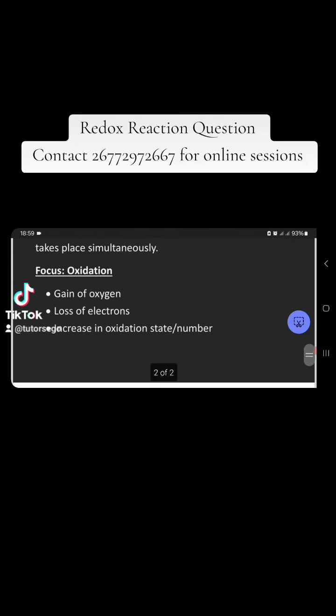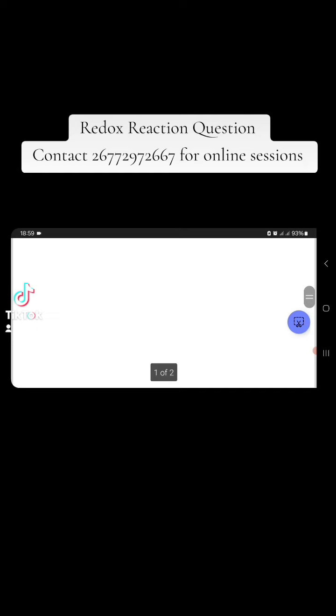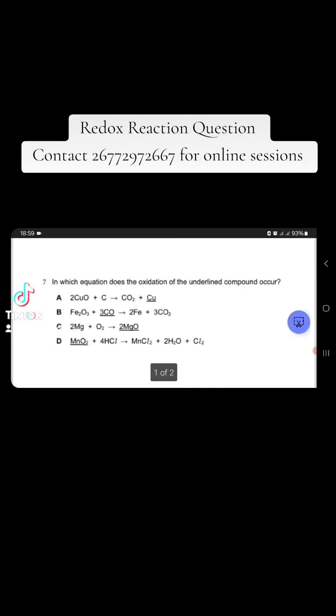Okay. So now our focus, as it pertains to the question, is on oxidation. What do we mean when something has been oxidized? We mean that something has gained oxygen, or it has lost electrons, or there is an increase in oxidation state or number. But in this particular question, I want us to focus on the gaining of oxygen, because if you take a look at the nature of the question, it allows us to focus on that.